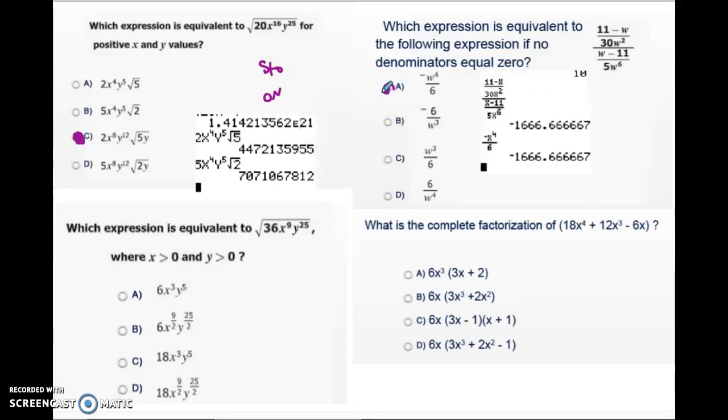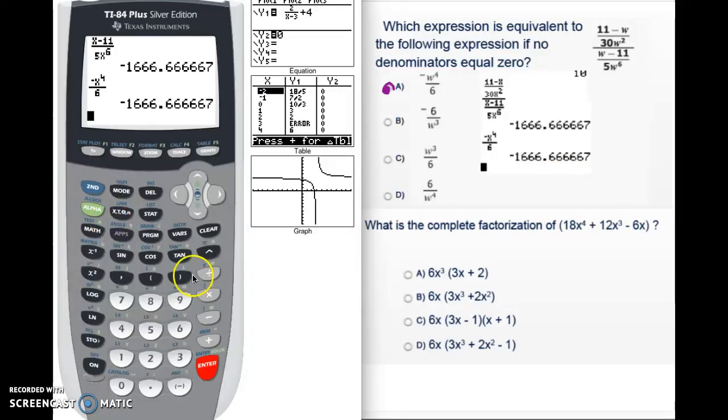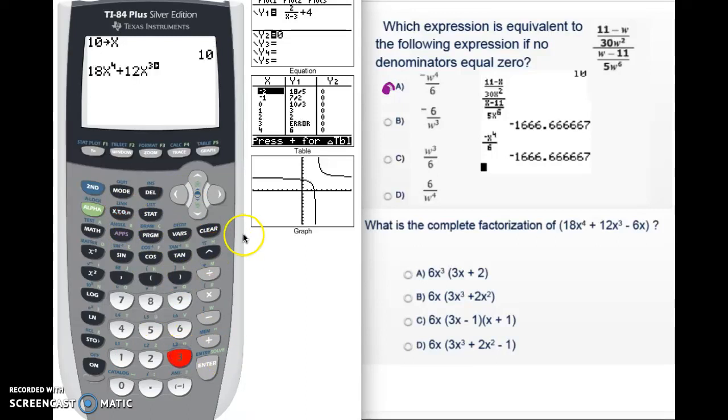And then same deal here. You could store, right? And you just type them in. So I'm going to store again, all right, I like to use 10. We're going to type in 18x to the 4th plus, oops, forgot my plus, plus 12x to the 3rd minus 6x, and you're going to get a number, and then we're going to compare them.